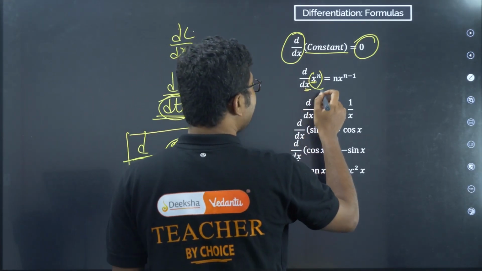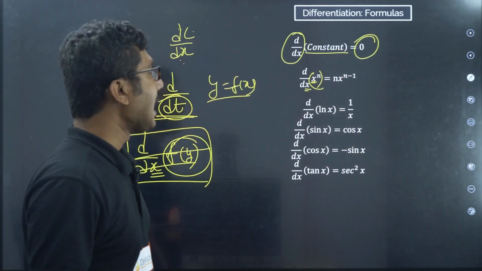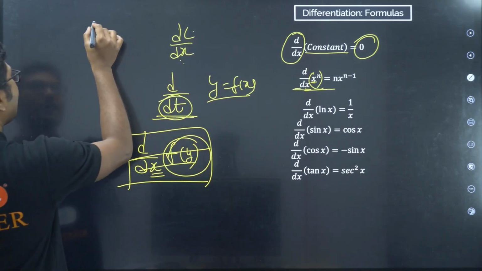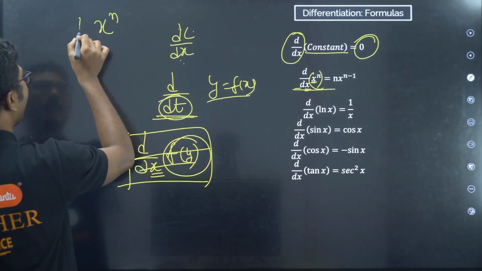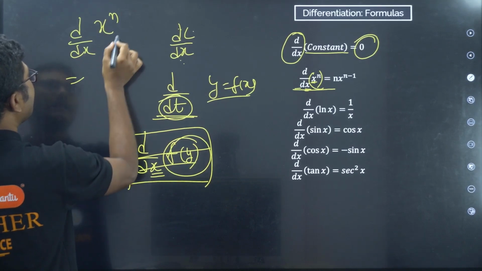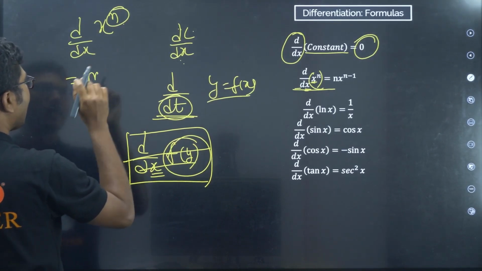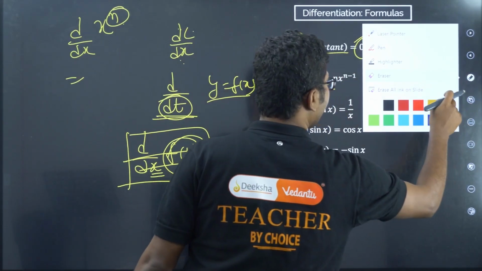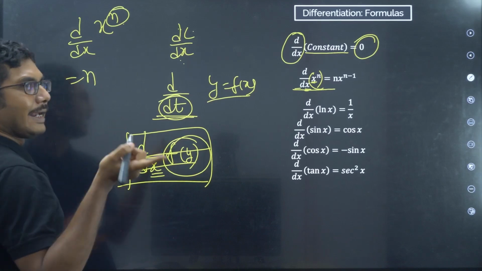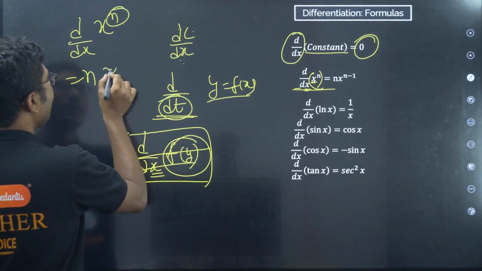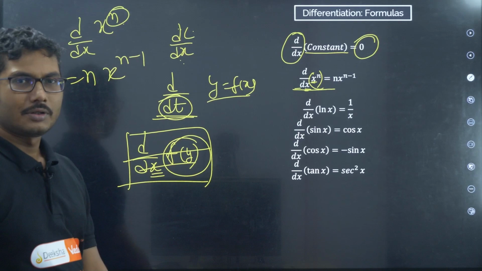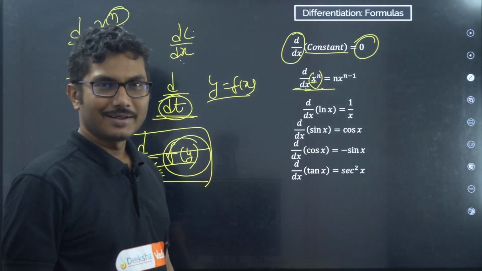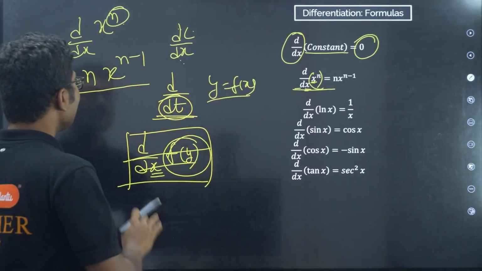So, when you are differentiating any polynomial, it will be x to the power n. When we are differentiating x to the power n, what we will get is that this n will come down, and the power is reduced by 1. So, one n came down, and the power becomes n minus 1. Simple. Any difficulty? No rocket science, right? So, you have to remember this.